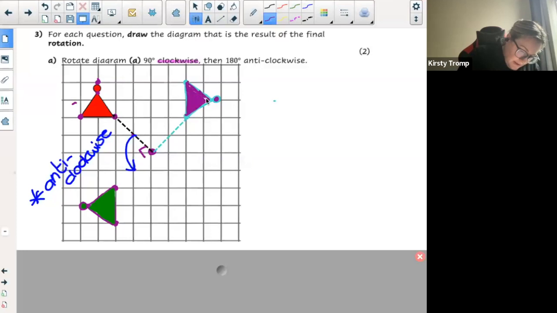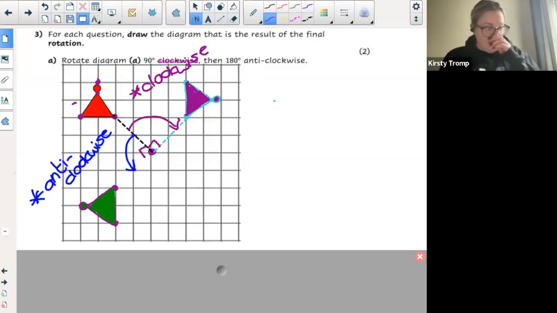And so that means that we have now rotated our triangle in a clockwise position. Okay, everybody, I hope that you stuck with us.